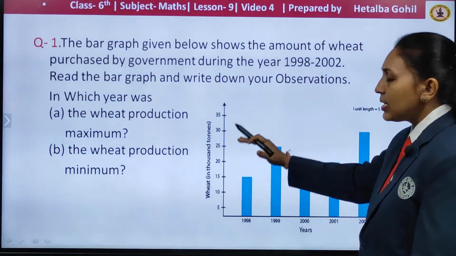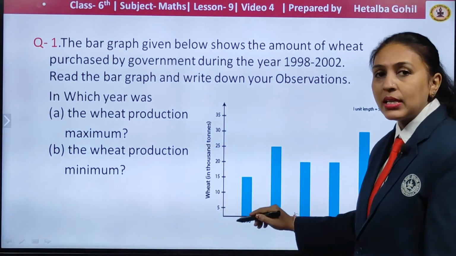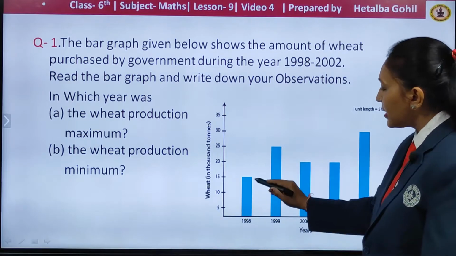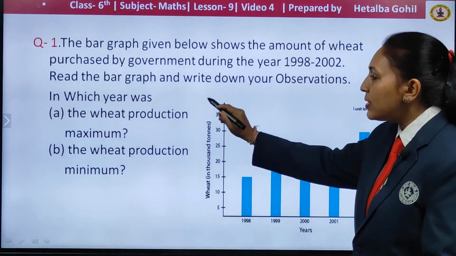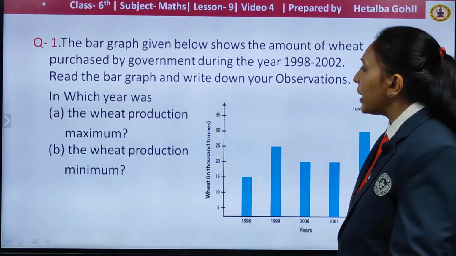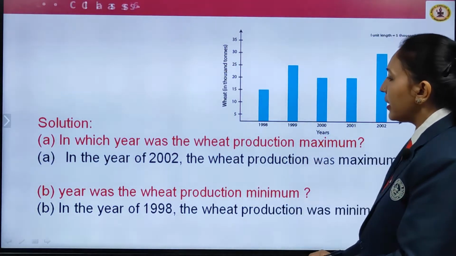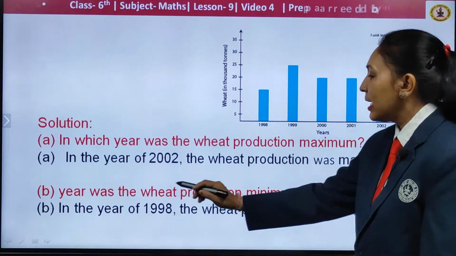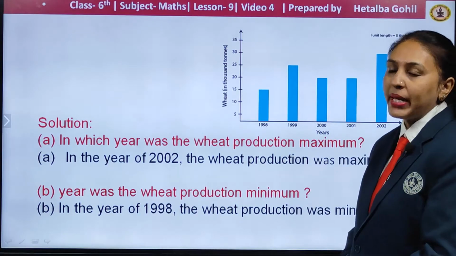Now, in which year was the wheat production minimum? Just see which is the smallest bar among those given here, because this bar represents the production, right? The smaller one you can see is this one, which is the year 1998. So 2002 it was maximum and 1998 it was minimum. The same answer we have given here: in the year 2002 the wheat production was maximum, whereas in the year 1998 it was minimum.